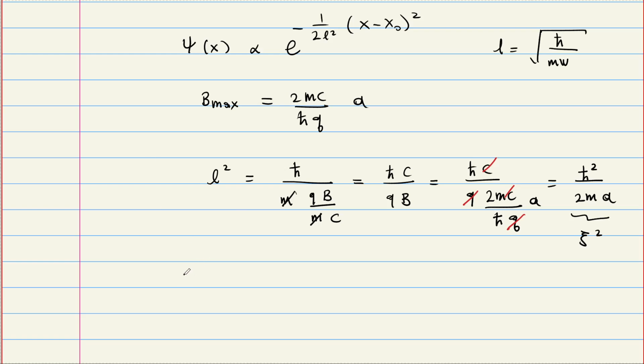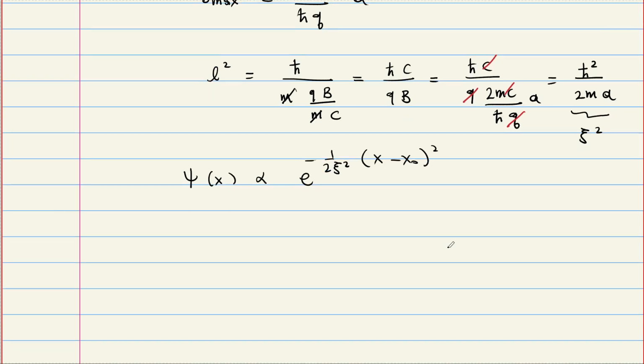Then we can write this as psi of x is proportional to e to the minus 1 over 2 psi squared (x minus x naught) squared. Now I have to think about x naught a little bit. So x naught was equal to ky times L squared.